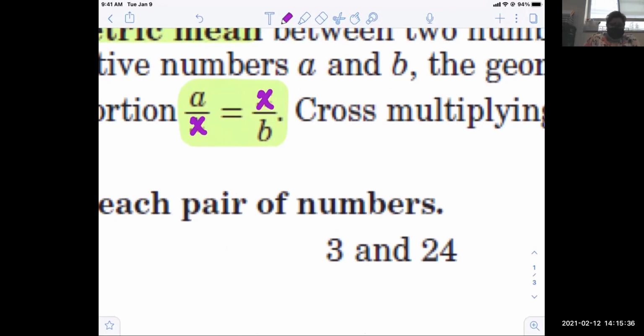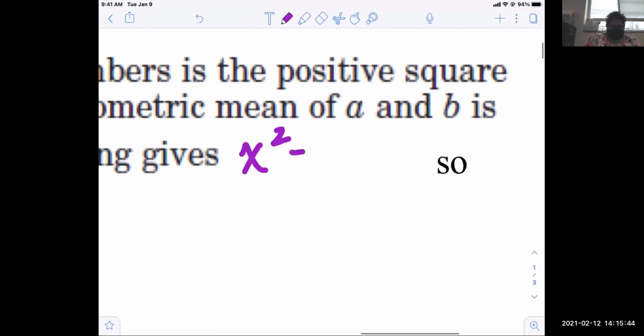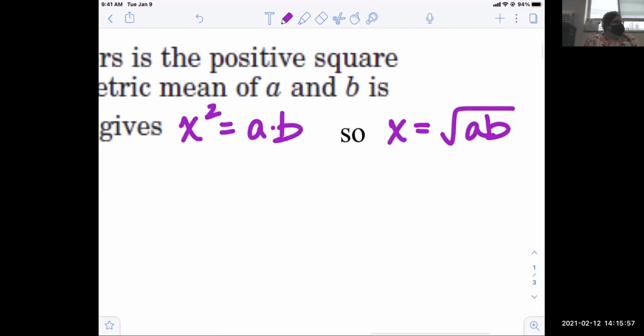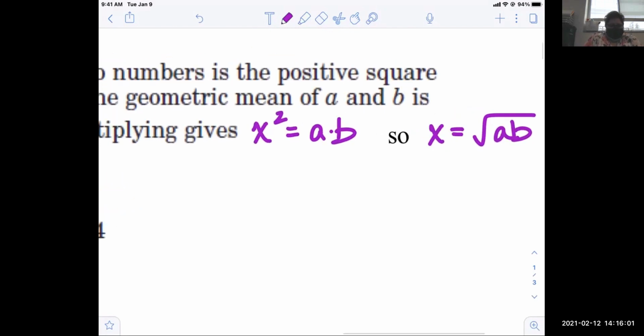Sammy? It would be x squared. Yeah, x squared equals a times b. And then if you solve that for x, you would get what? Liam? Square root of ab. Now, technically, you would get plus or minus square root of ab. But when we're doing geometric mean, our answer is always going to be positive.